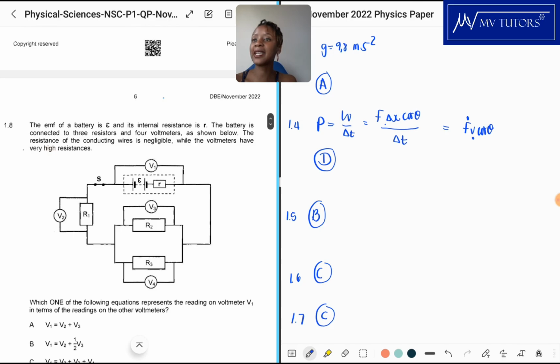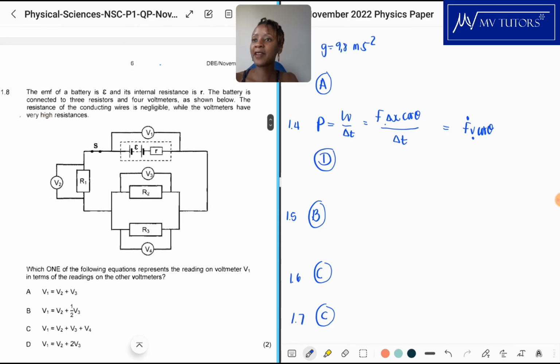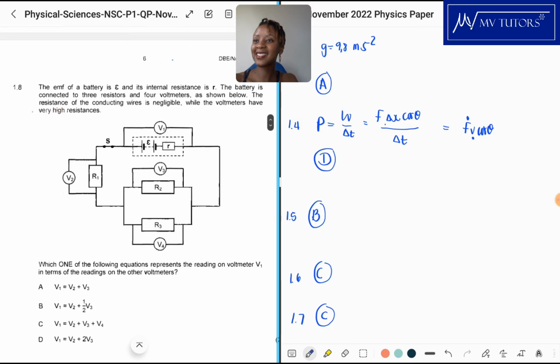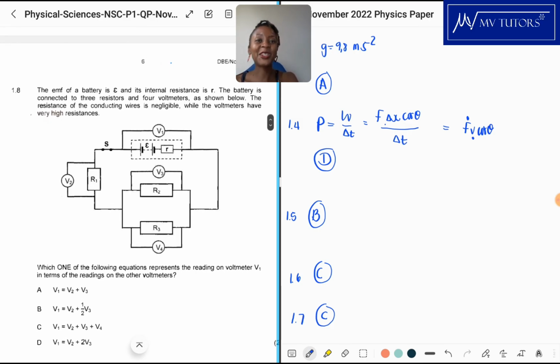And now 1.8. Not a lot of people are fans of electric circuits, but they're quite fun when you understand them. I also struggled, I won't lie, but eventually I had to get it. So let's look at 1.8. The EMF of a battery is E, that's actually called epsilon, and its internal resistance is R. The battery is connected to 3 resistors and 4 voltmeters, as shown below. The resistance of the conducting wires is negligible, while the voltmeters have very high resistances.